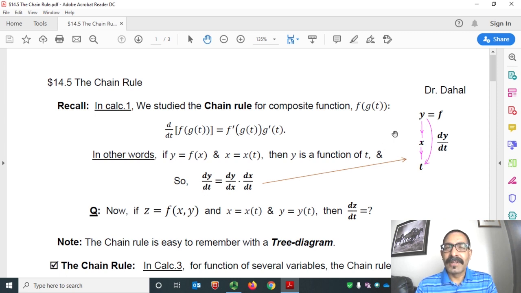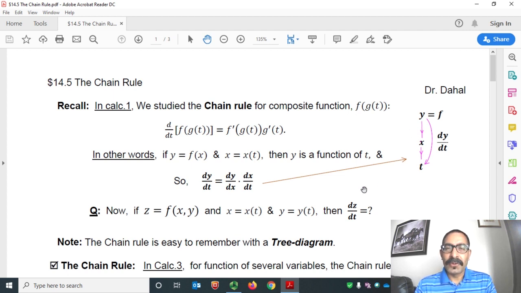Let's look at the diagram on the right-hand side. Here y is a function of x and x is a function of t, so y is a function of t, and we can find the derivative of y with respect to t, which is dy over dt equals dy over dx times dx over dt.